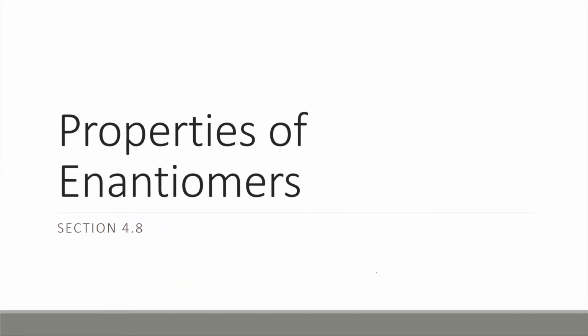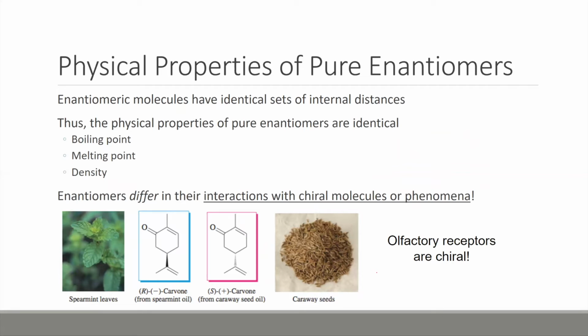Now, just as an additional point, we've talked about properties of isomers and stereoisomers. But what about enantiomers? Enantiomers are a type of stereoisomer, but they're a special type. Because enantiomeric molecules have identical sets of internal distances, the physical properties of pure enantiomers are actually identical. This can cause some trouble, especially when one of the enantiomers is biologically active in the body and the other is not.